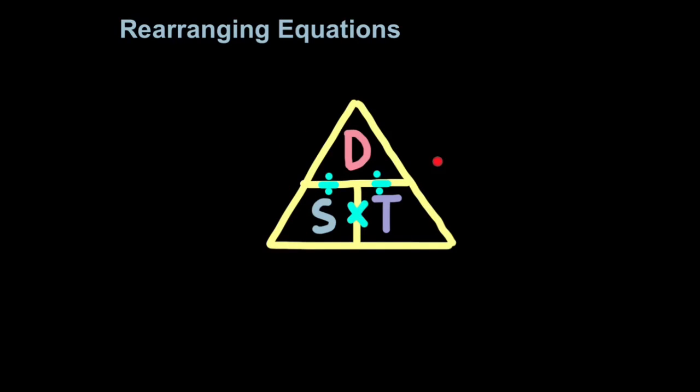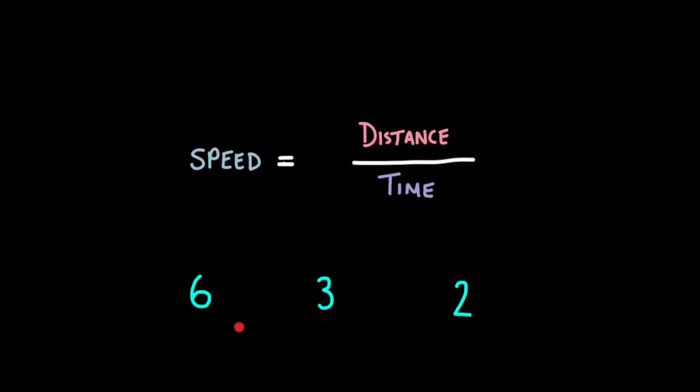Don't get me wrong, it's a nice visual method, but you just can't remember that many triangles. So I want to train you out of this method. Now you may already have your own system to rearrange equations, but if you don't, here's a nice easy one. All you need to remember are these three numbers, 6, 3, and 2.